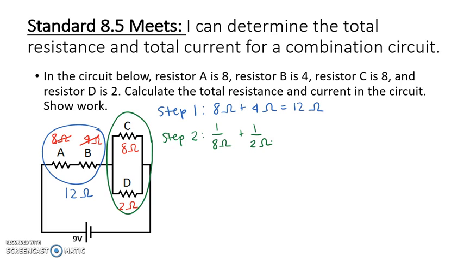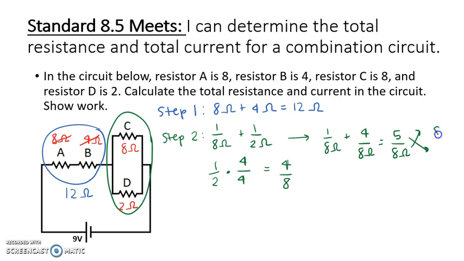So 1/2, I need to turn that into something eighths. In order to do that, I can take 1/2. I need to multiply the top and the bottom by the same thing. So if I multiply the bottom by 4 and the top by 4, I now get 4/8. So really, what I'm ultimately adding together is 1/8 plus 4/8. When I add that together, I get 5/8 ohm.